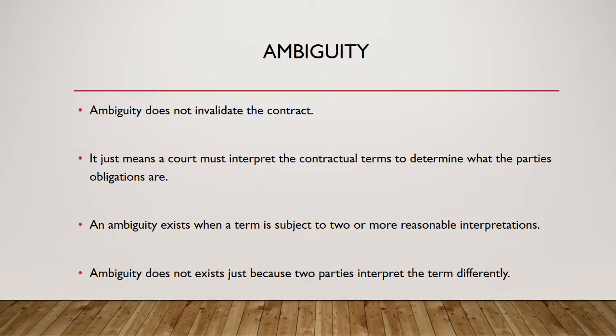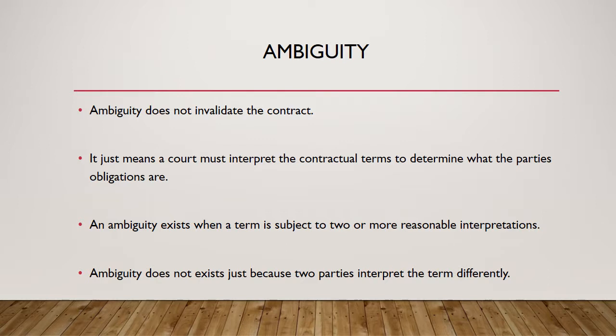I understand their perspective on it, but I think it's different in the sense that it's not a lack of genuineness in the meeting of the minds such that the contract is deemed invalidated. Rather, it just means that the courts will have to look at parties' intentions outside of the written document to determine what the term is meant to mean. So just like I'm saying, an ambiguity just means that a court must interpret the contractual provision or terms to determine what the party's obligations are.